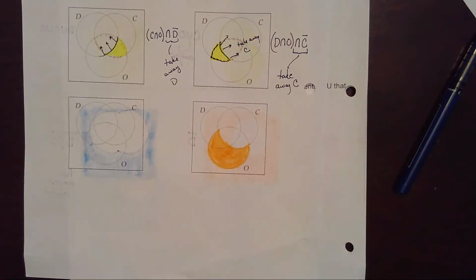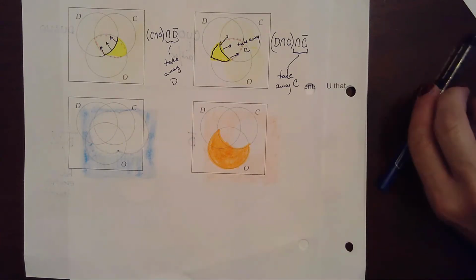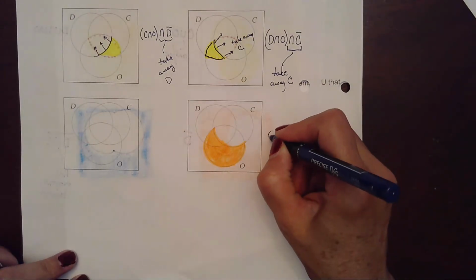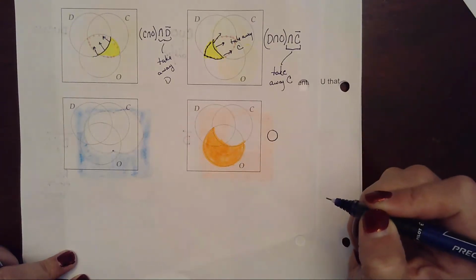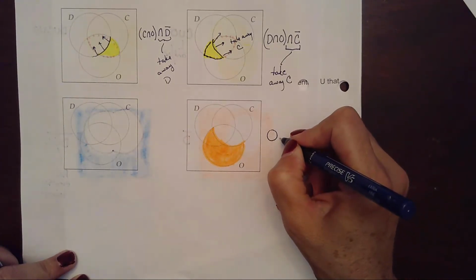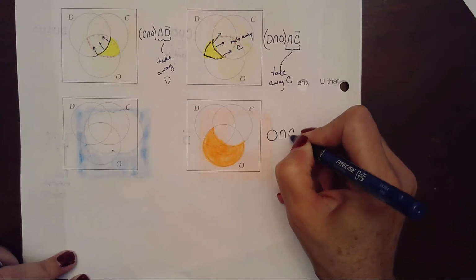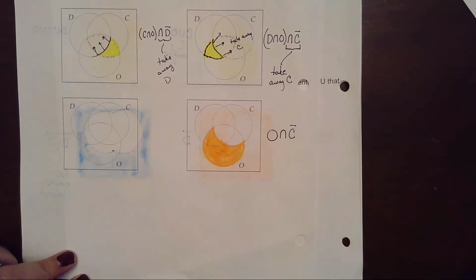Okay, ask yourself, what did I start with and what did I take away? Hopefully you can see that's just about all of O, where C is gone. So you've got O, that's what you started with, and then you're taking away C. So to take away C, you intersect with the complement. Let's try one more.